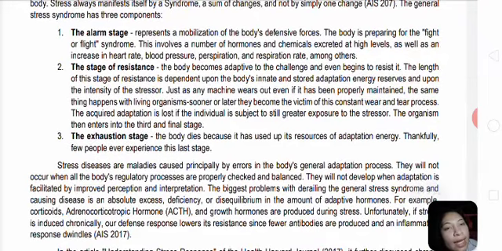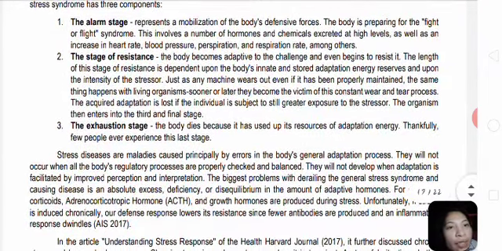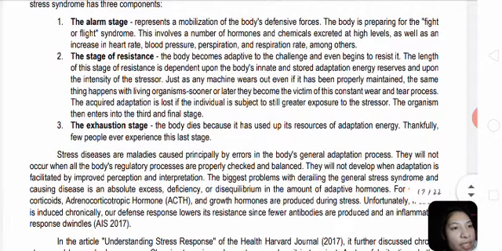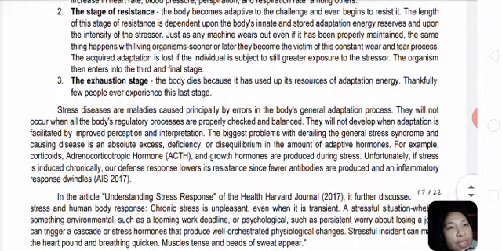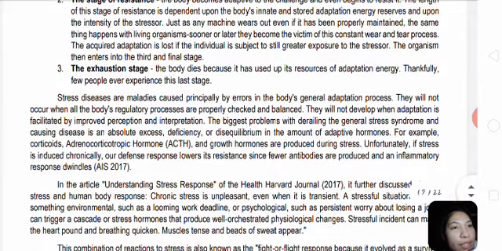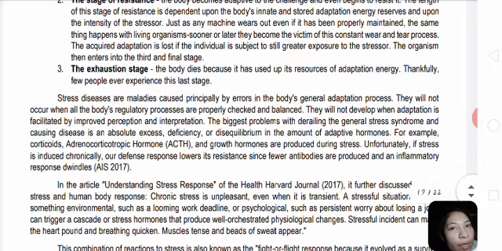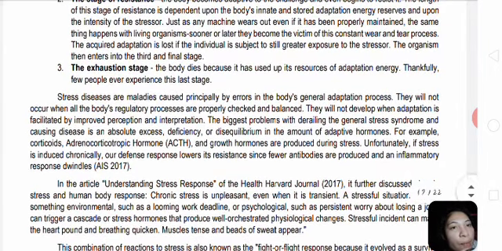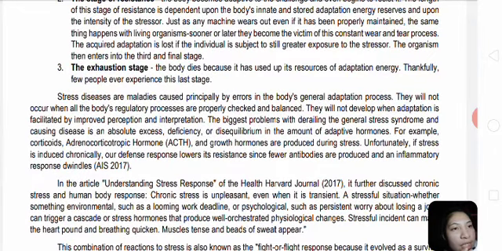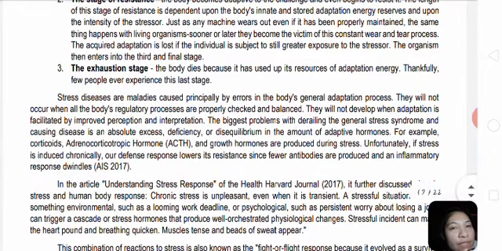Three, the last, the exhaustion stage. The body dies because it has used up its resources of adaptation energy. Thankfully, few people ever experience this last stage. Stress diseases are maladies caused principally by errors in the body's general adaptation process. They will not occur when all the body's regulatory processes are properly checked and balanced. They will not develop when adaptation is facilitated by improved perception and interpretation.